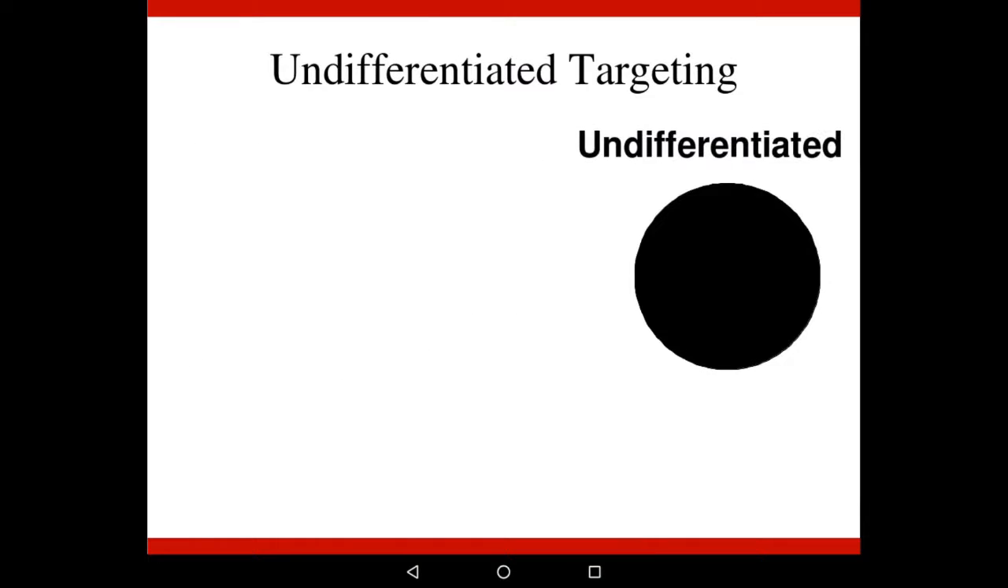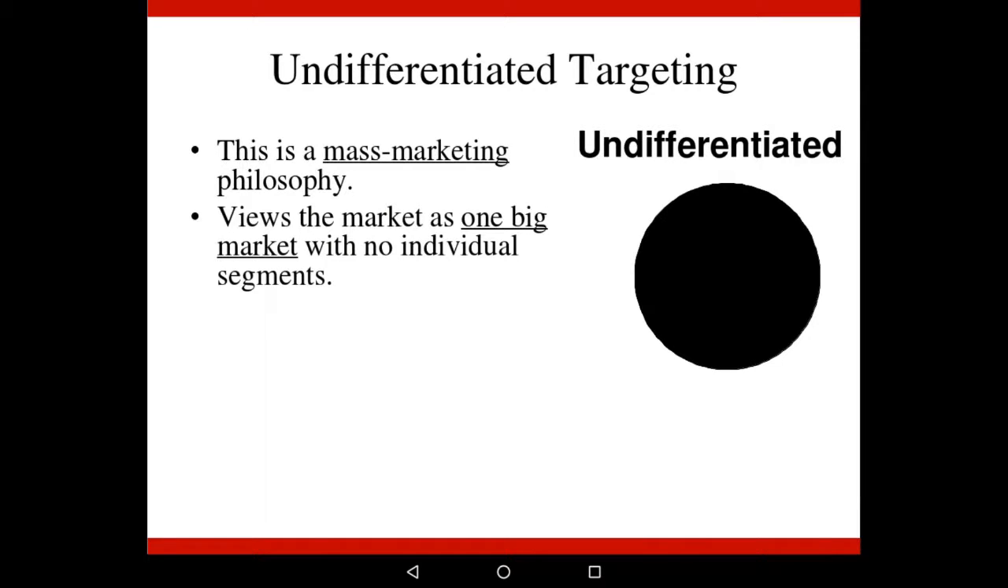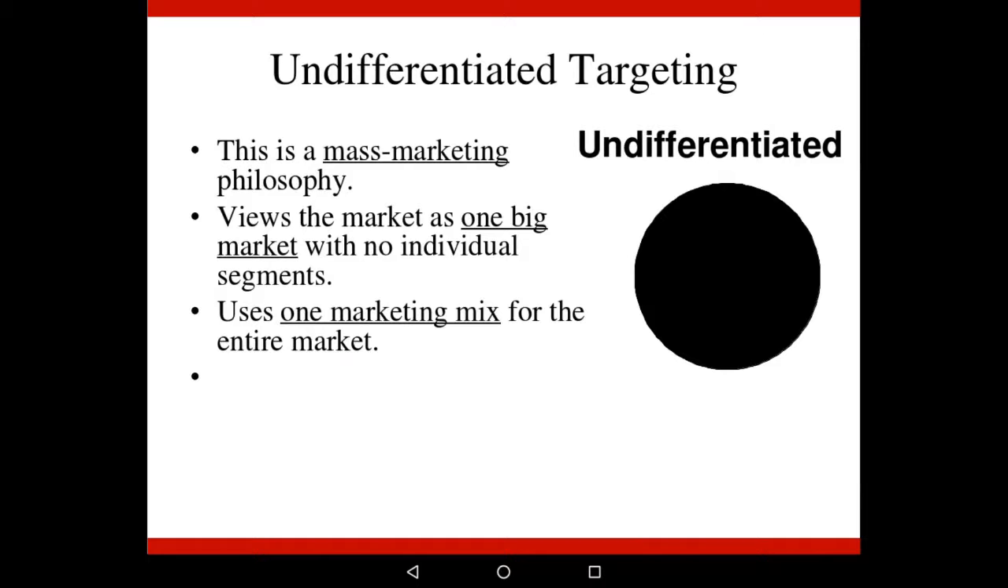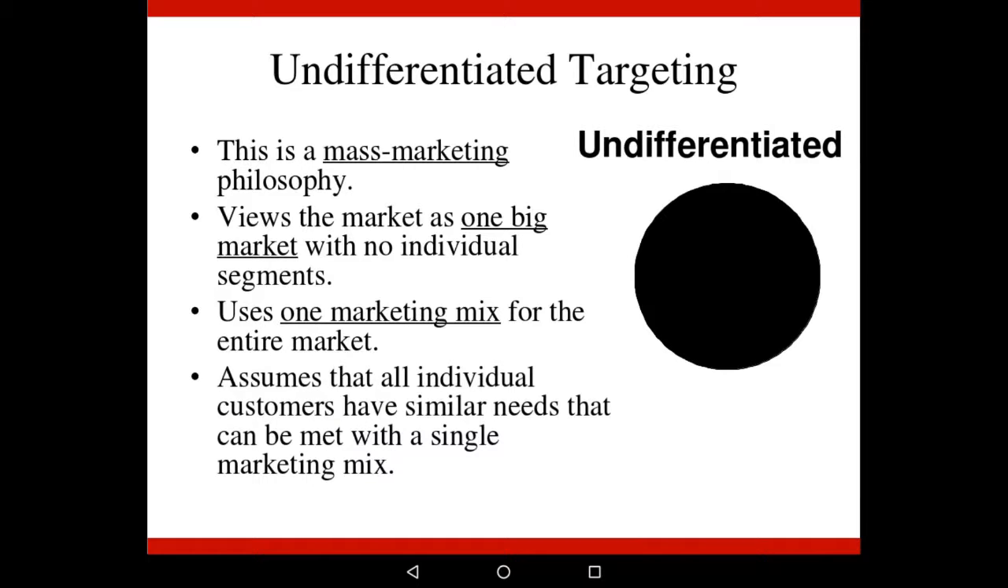Okay, undifferentiated targeting. It's a mass marketing philosophy. It views the entire market as one big segment. Basically there aren't any segments, it's just one big market. You use one marketing mix for the whole market: one product at one price in a specific place, and you communicate in the same way with everyone. It assumes that all individual customers have the same needs that can be met with a single product.